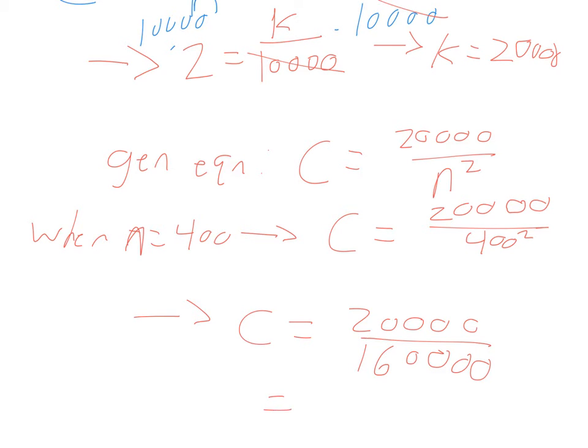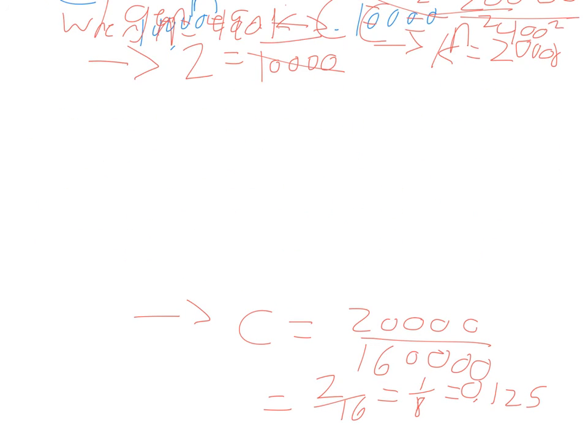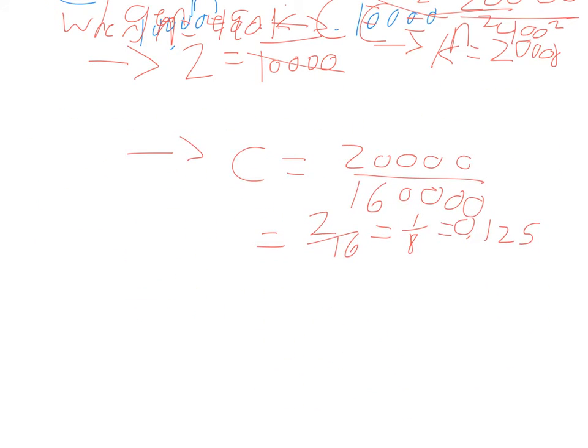You could divide everything by 10,000. So it'd be 2 over 16, which would be 1/8, or 0.125. So, let me move everything up. That means the cost is equal to 12.5 cents per item.